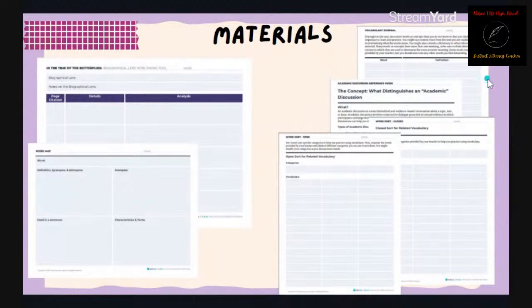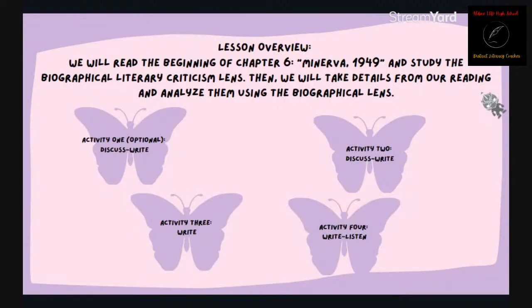The materials for this lesson are the biographical lens note taking tool, vocabulary journal, word map, word sorts, open and closed, and the academic discussion reference guide. For the lesson overview, we will read the beginning of Chapter 6, Minerva, 1949, and study the biographical literary criticism lens. Then we will take details from our reading and analyze them using the biographical lens. And again, we have 4 activities, the first of which is optional.